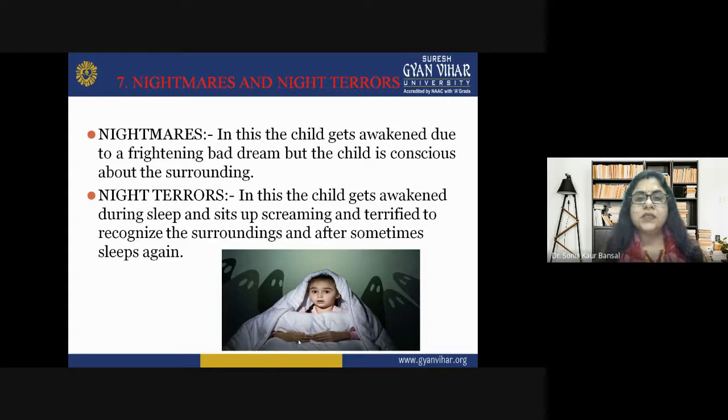Now, next important behavioral disorder we are going to discuss, that is nightmares and night terrors. So in nightmares, the child gets awakened due to a frightening bad dream, but the child is conscious about the surroundings. But in night terrors, the child gets awakened during sleep and sits up screaming and terrified to recognize the surroundings, and after some time sleeps again. All right, students, so I hope you are understanding this much.